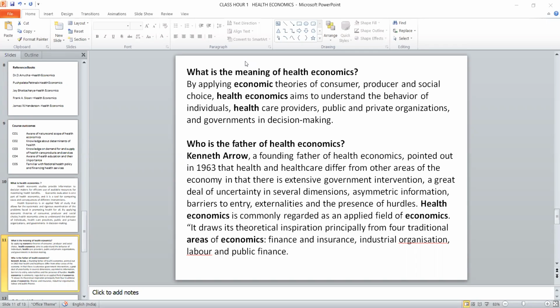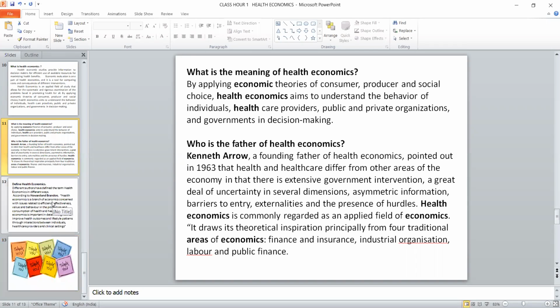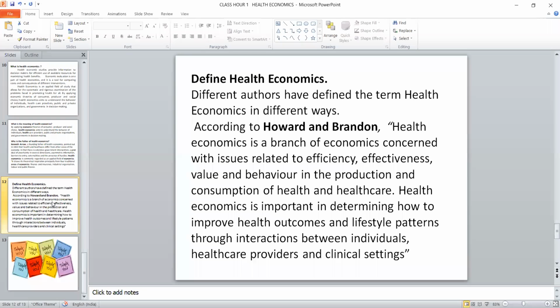And he made one definition for health economics. It draws its theoretical inspiration principally from four traditional areas of economics: finance, insurance, industrial organization, and finally public financing. Based on these four, health economics is gaining its importance in an economy. Finally, let's move to one particular definition. Many others have defined health economics, but if it is asked in Section A, you have to write this particular definition because it suits well. Most of them are following this particular definition only.